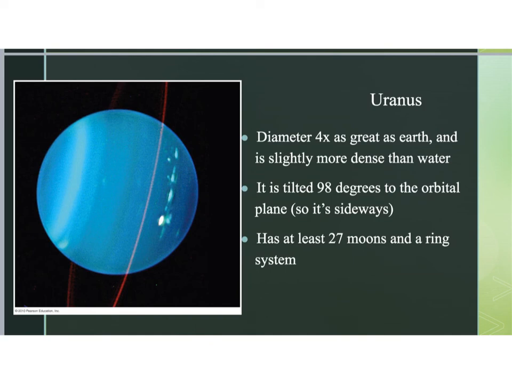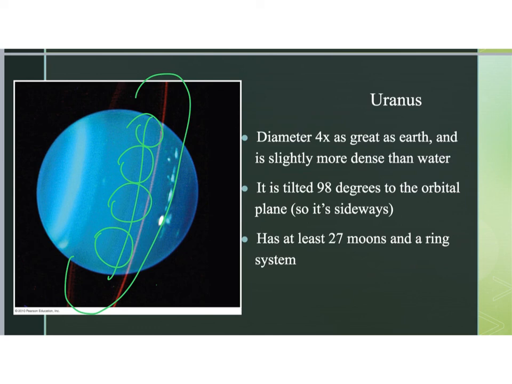All right, this planet, diameter 4 times as great as the Earth. So 4 Earths. It's a little bit more dense than water, so it would sink. And it's tilted, actually, 98 degrees. So, here's the ring around it. Uranus does have a ring. Here's the axis going through it. It looks like it's sideways. And then it has at least 27 moons and a ring system. So there's that outer planet, gaseous planet, much bigger, lots of moons, and then this one does have a ring system as well.